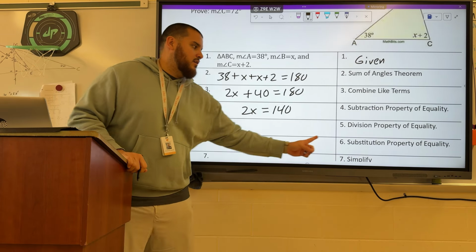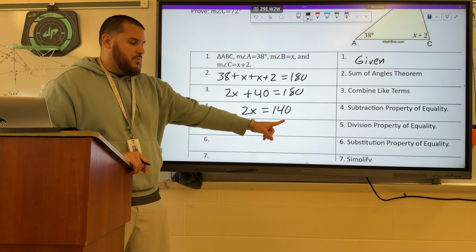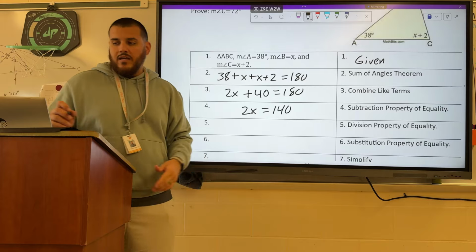My next statement can only be true because of division. Well, what I can divide here is a 2 on both sides. If I divide this side by 2, they cancel. If I divide this side by 2, I get 70.